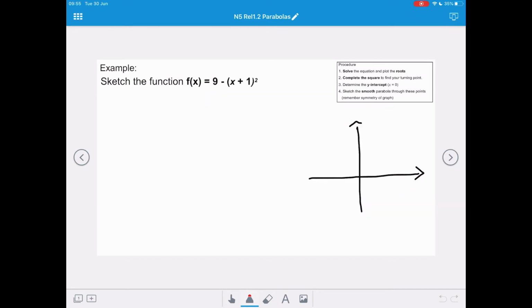So our final example, we want to sketch the function f of x equals 9 minus (x plus 1) all squared. And you can see that this is already in completed square format. We have a negative (x plus 1) all squared, so it means we're going to have a maximum turning point this time. The first thing we want to do is solve the equation and plot the roots. So we need to make our 9 minus (x plus 1) all squared equal to 0.